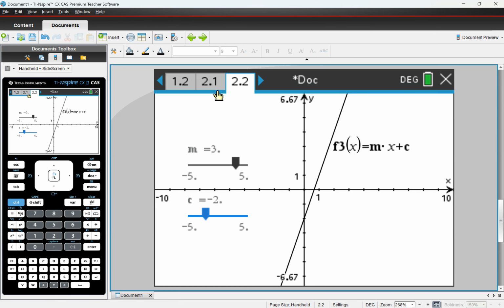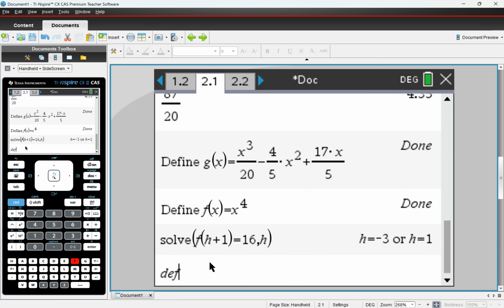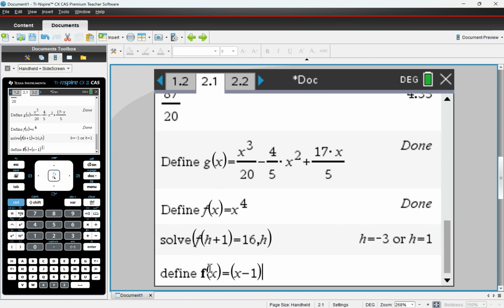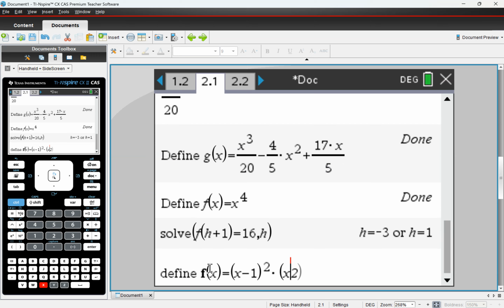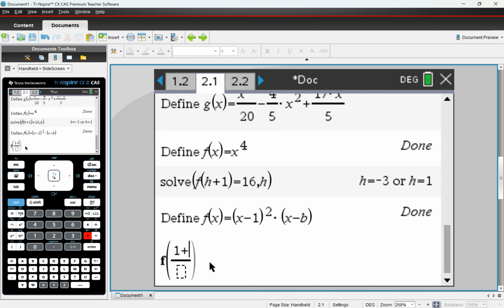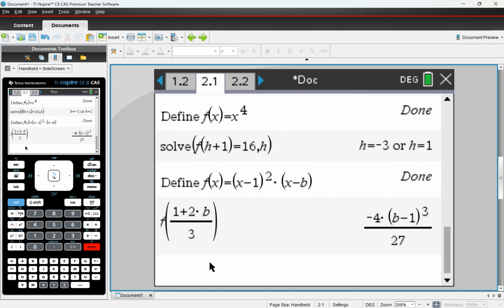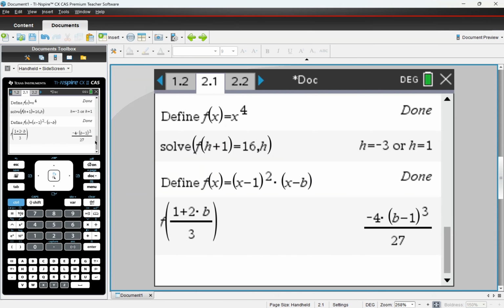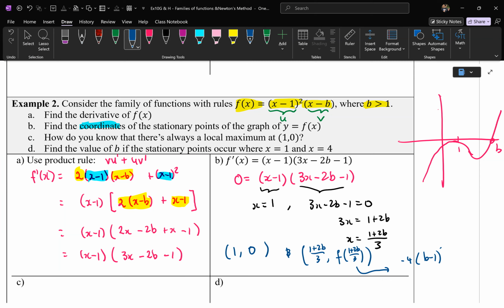Let me use a CAS to see what it actually ends up being. Define f of x is equal to (x minus 1) squared times (x minus b). What does that give us? All right, well, that's nice, not too bad. That's -4 times (b minus 1) cubed all over 27.